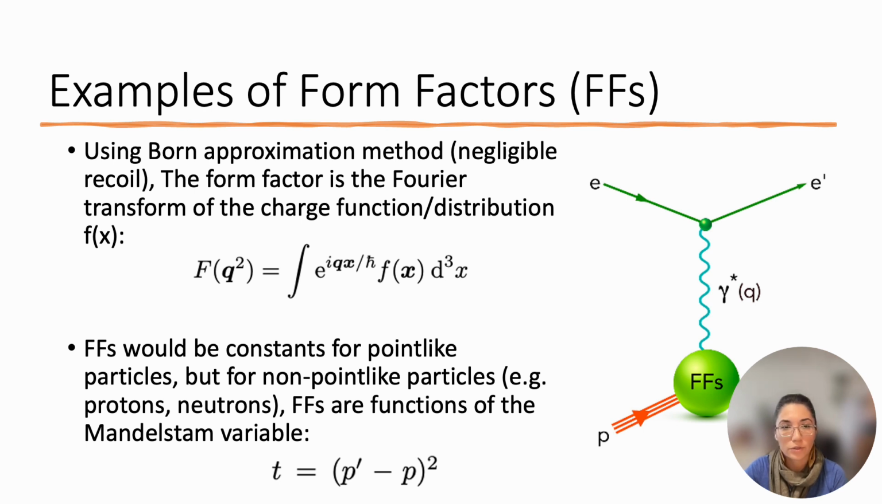So, some examples of form factors using the Born approximation method, which again neglects recoil: the form factor is basically the Fourier transform of the charge distribution f of x. So we expect that the form factors for point-like particles are constant, whereas form factors for non-point-like particles such as protons and neutrons are functions of the Mandelstam variable.